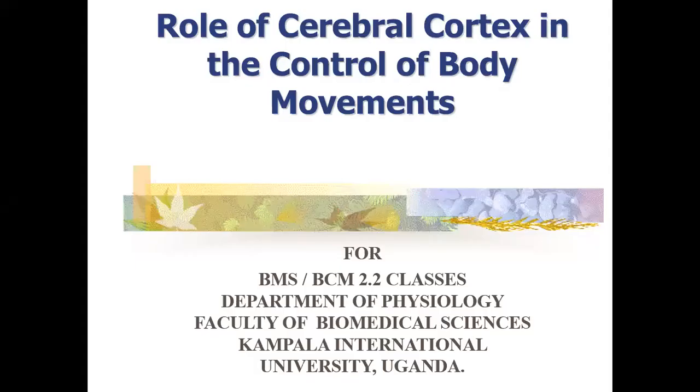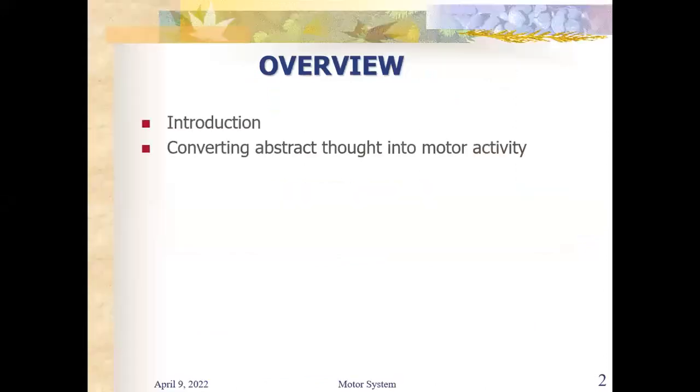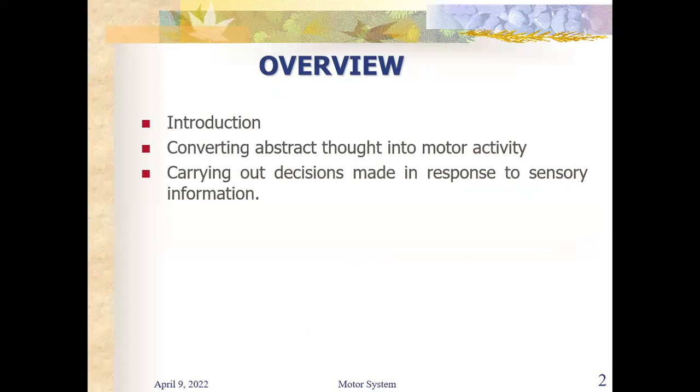First of all, let's look at the role of the cerebral cortex in the control of body movements, let's say the control of voluntary actions, voluntary movements. So we are going to look at the overview. What are the topics under this session?